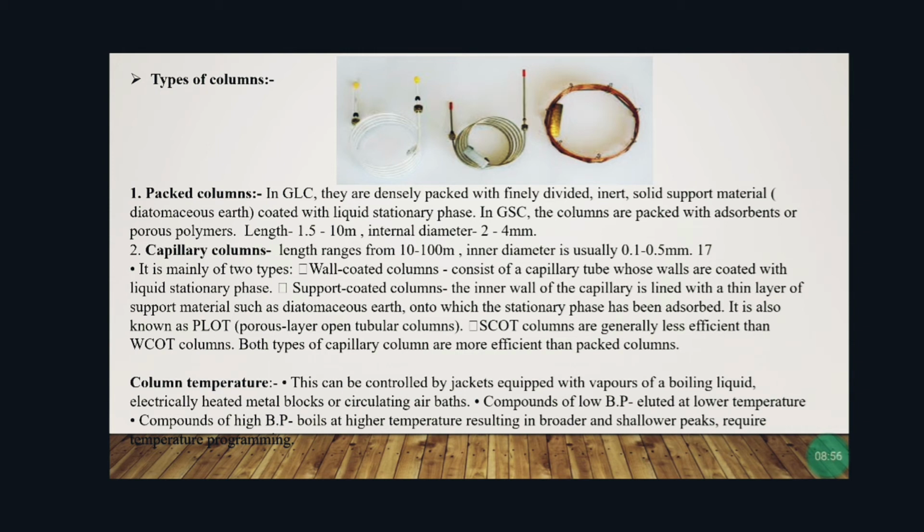Now column temperature, which is most important in the instrumentation part. This can be controlled by a jacket equipped with vapors of a boiling liquid, electrically heated metal blocks or circulated air baths. Compounds of low boiling point are eluted at lower temperature. Compounds of high boiling point elute at higher temperature, resulting in broader and shallower peaks, which require temperature programming.